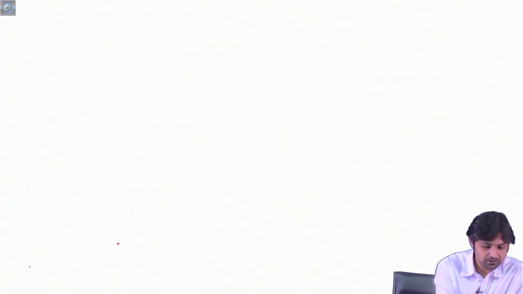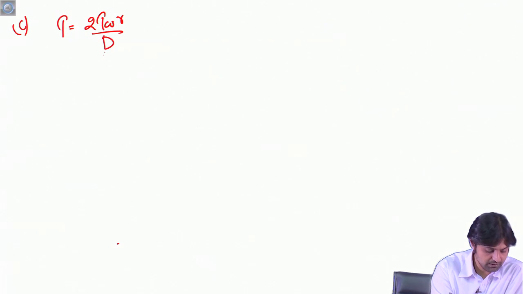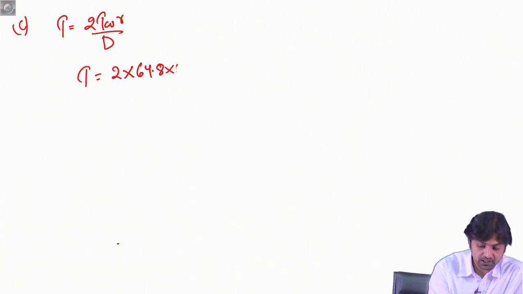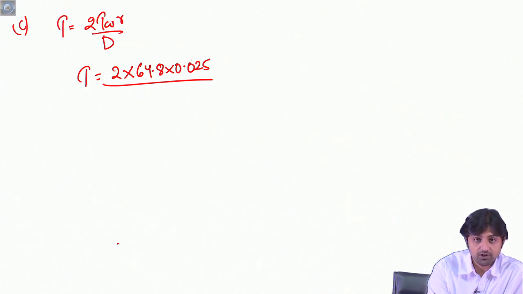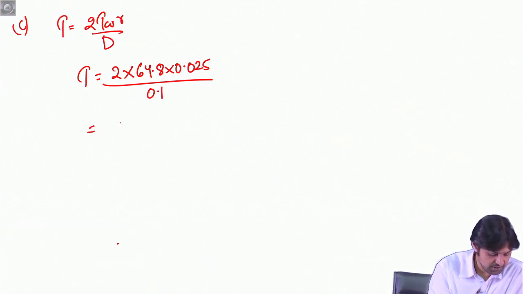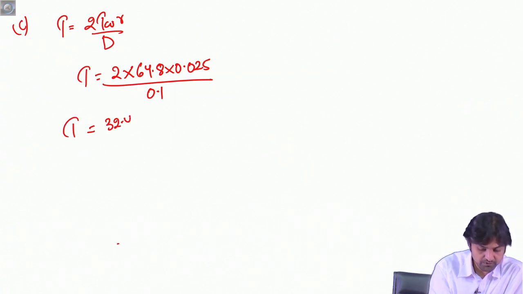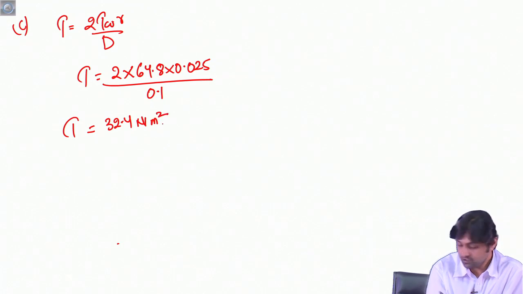Now the C part, we are calculating the shear stress. It's tau equals tau W times r by R. So tau is 2 into tau W, which we have already calculated as 64.8, times r by R. We have been given the distance, at what distance small r is given. So this is coming out to be tau of 32.4 Newton per meter square.